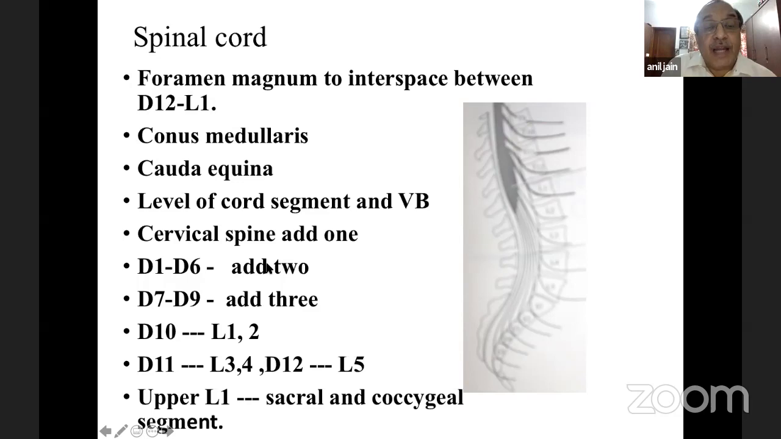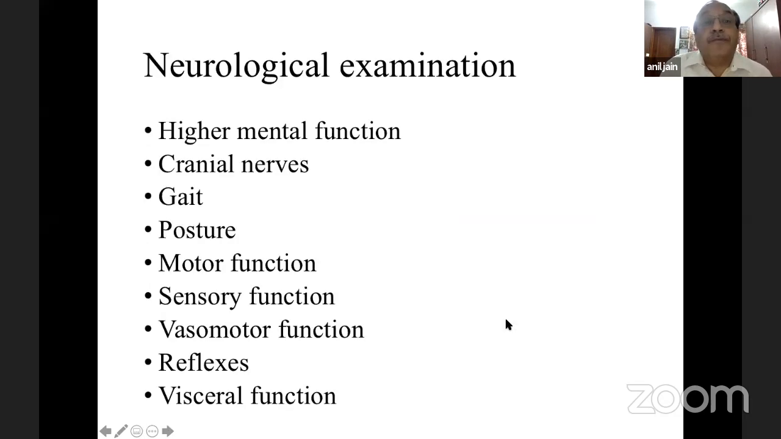D1 to D6 is at +2. So at D6, it is D8. D7 to D9 is at +3. So at D9, the D12 spinal cord is there. At D10, L1 and L2 spinal cord. At D11, L3 and L4. And at D12, lumbar 5 and the sacral segments start, and up to upper L1, sacral and coccygeal finish. Beyond that, all are roots coming out, which will exit at each level. So this is the cauda equina.